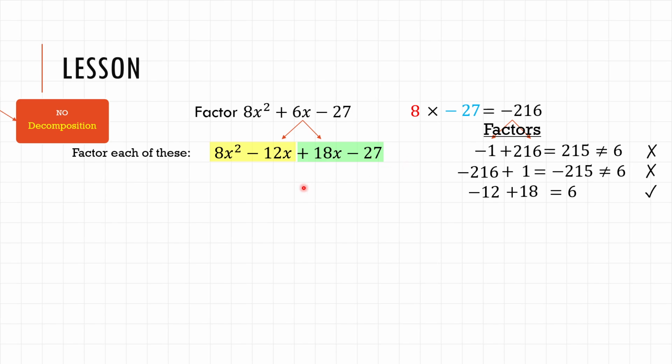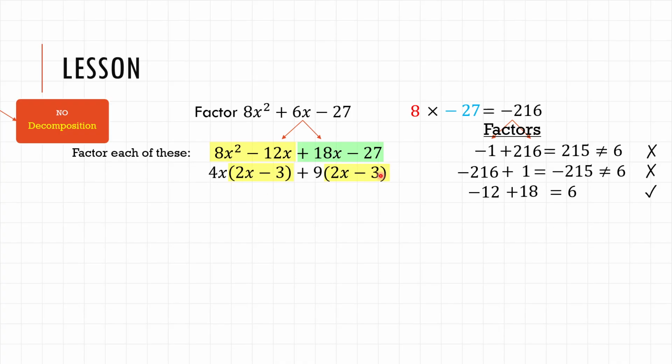Well, hopefully you realized that both of these are divisible by 4x, and 18x and negative 27 are both divisible by 9, by positive 9. And once you do factor these out, notice that we ended up with the exact same expression in each of these brackets. And that right there allows us to take this and say, hey, I can actually factor out 2x minus 3.